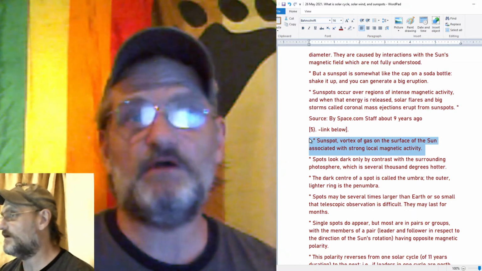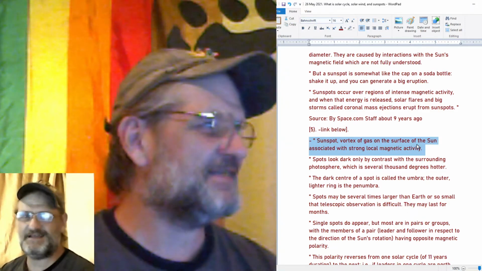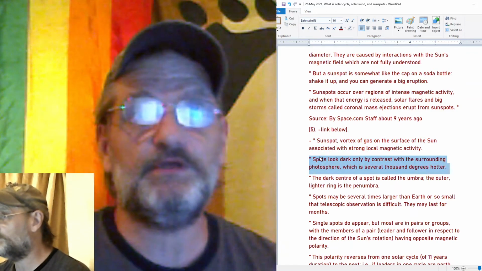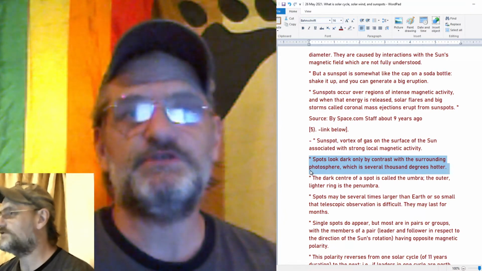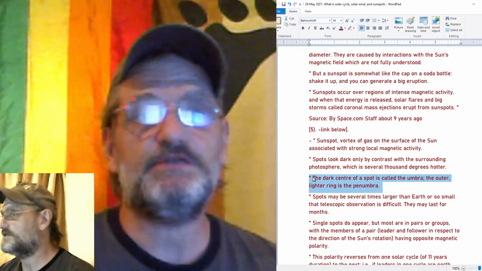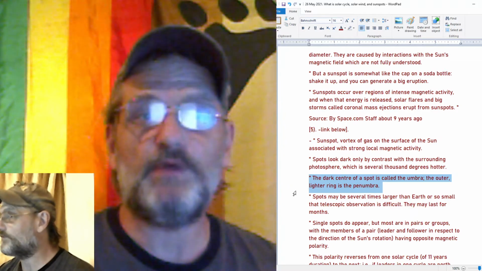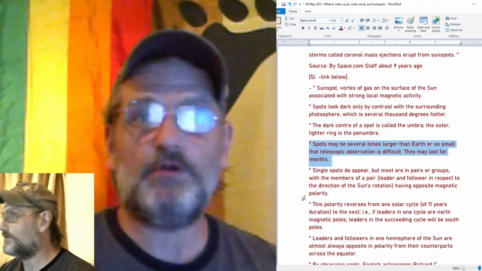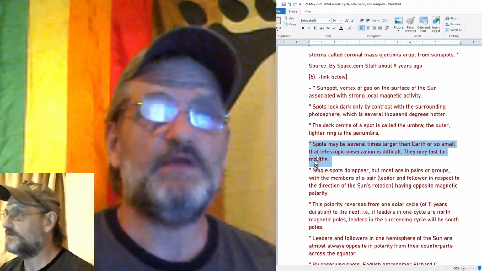Okay, more on sunspots. There's a picture there of a sunspot vortex of gas on the sun. That's what that text is. There's a picture you're not seeing. So all right. Sunspots look dark only by contrast with the surrounding photosphere, which is several thousand degrees hotter. The dark center of a spot is called the umbra. The outer lighter ring is the penumbra. Spots may be several times larger than Earth, or so small that telescopic observation is difficult. They may last for months.